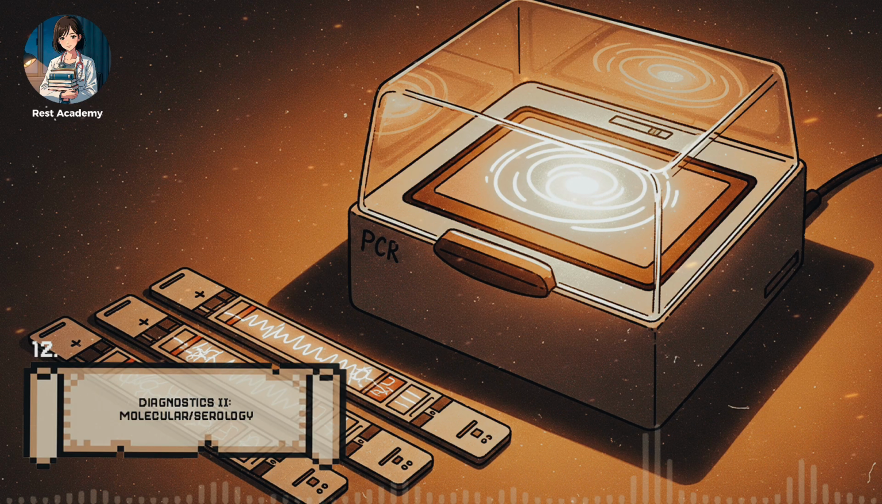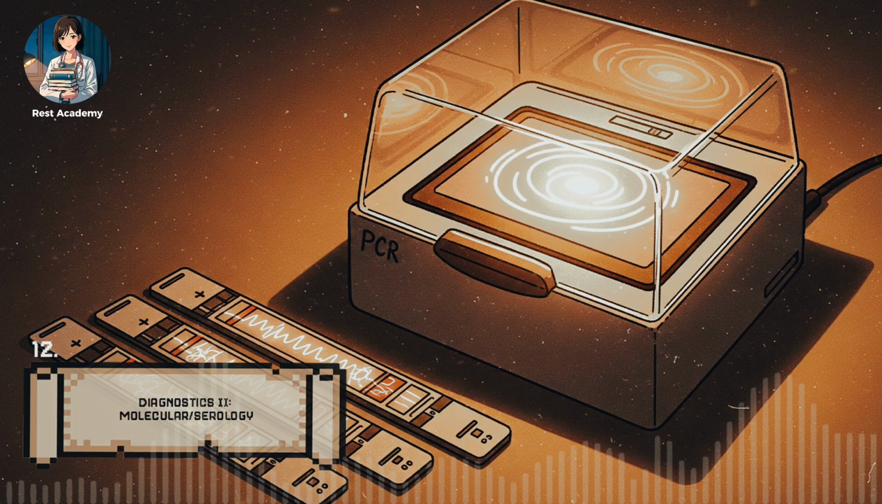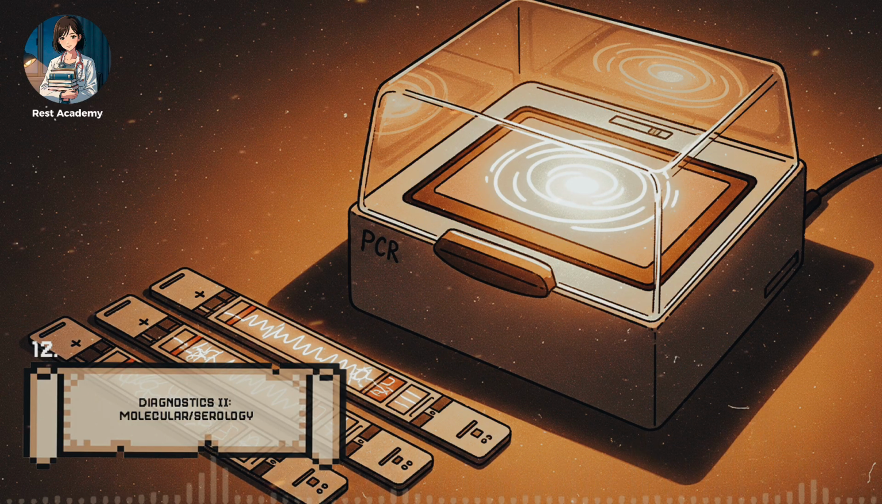Now read serology, the echo in your immune archive. Serology detects antibodies your immune system generates after exposure. Immunoglobulin M, IgM, usually appears first and wanes. Immunoglobulin G, IgG, appears later and persists, sometimes for years. Immunoglobulin A, IgA, can mark mucosal responses.